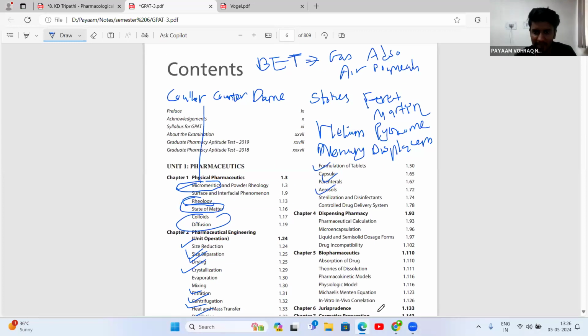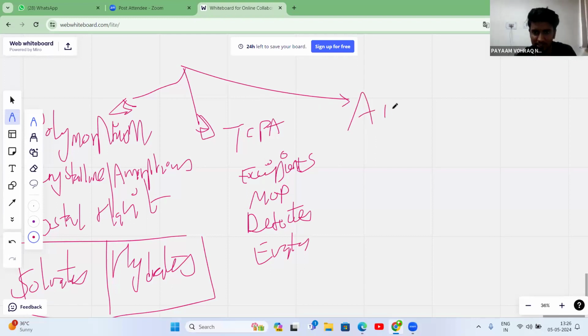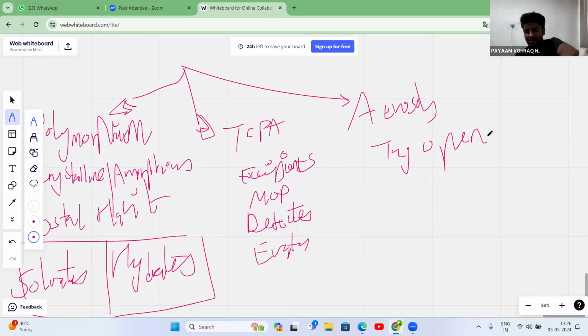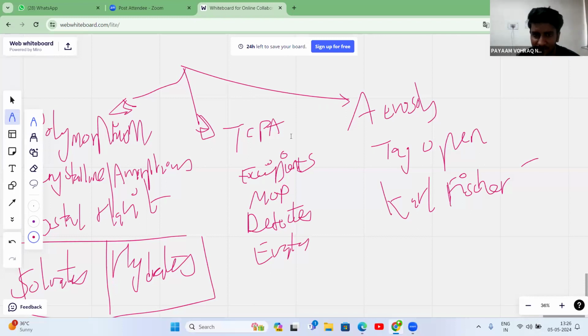So for aerosols, you can study about those things since it was just taught briefly. You can study about the Tag open cup apparatus, and what the Karl Fischer is used for. Praveen sir has taught you all Karl Fischer titration, right from primary standard to the reagent iodine, pyridine, sulfur dioxide, right? All those things he has taught you in Karl Fischer titration. So please study that well, right?